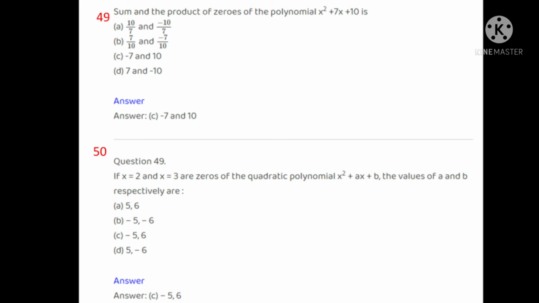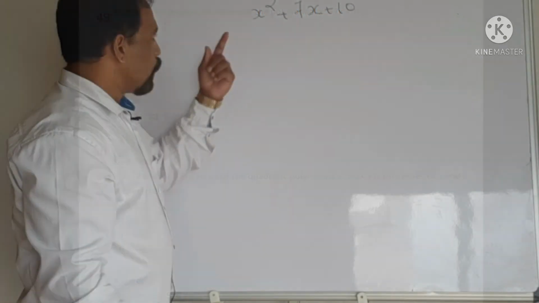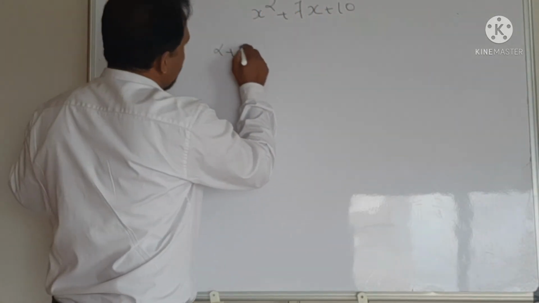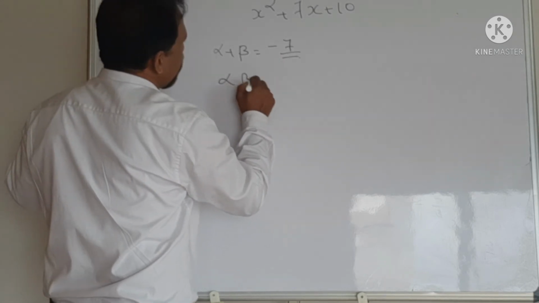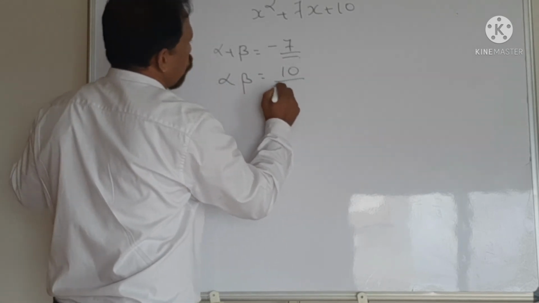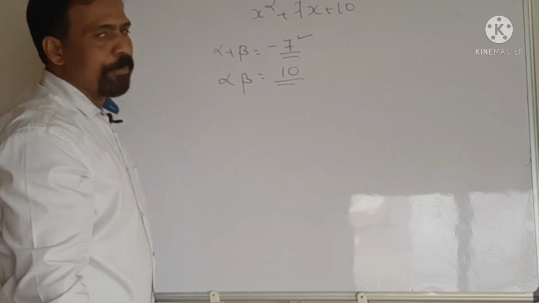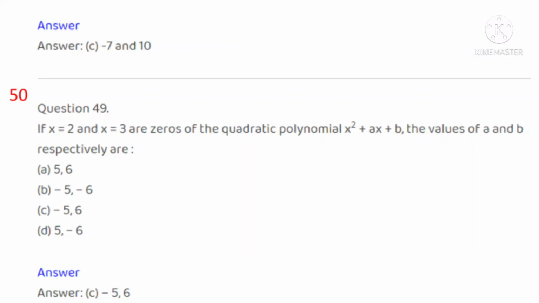Now let us do question number 49. Sum and the product of the zeros of the polynomial x squared + 7x + 10. So we know that the sum of the zeros, that is alpha plus beta, is minus b by a, that is minus 7. Alpha into beta is c by a, that is 10. So the sum will be minus 7 and the product will be 10.